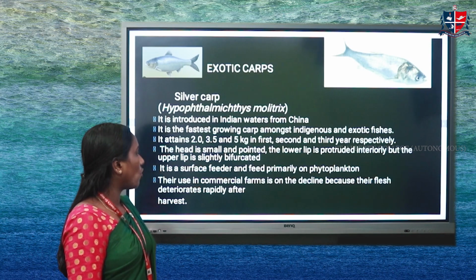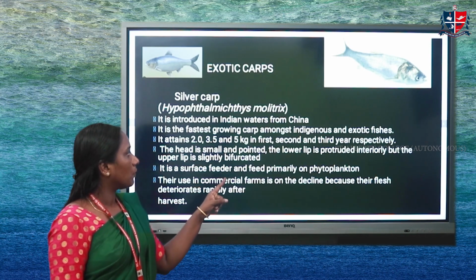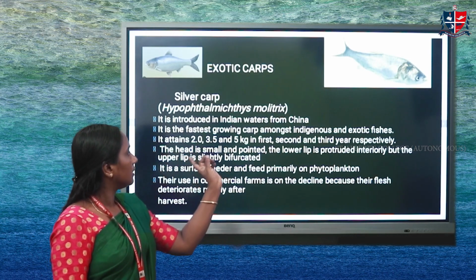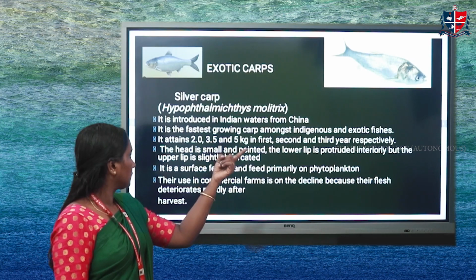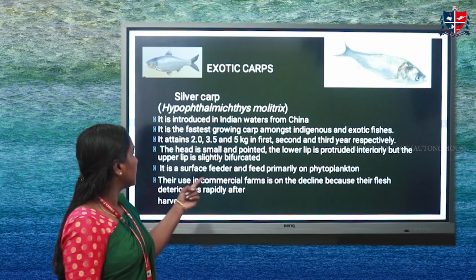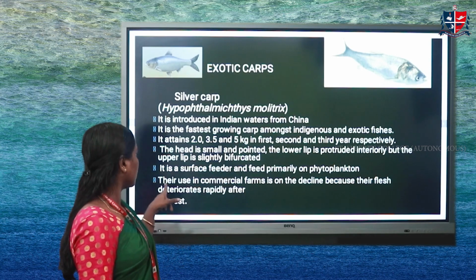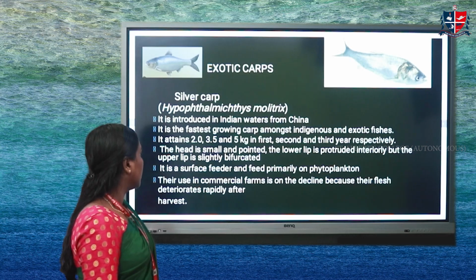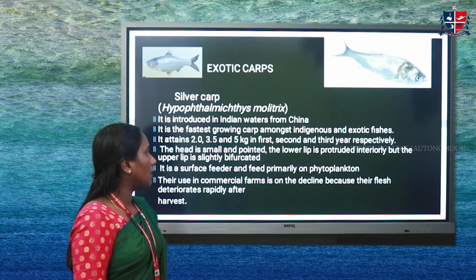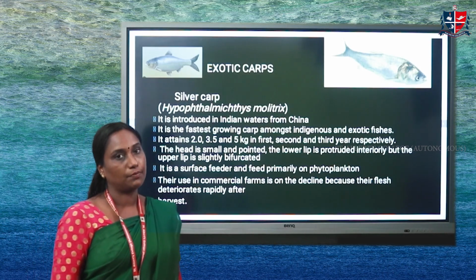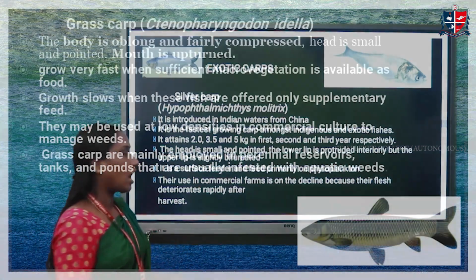The head is small and pointed. The lower lip is protruded, like this picture. Its lower lip is slightly protruded forward, and the upper lip is slightly bifurcated. It is a surface feeder and feeds primarily on phytoplankton. Their use in commercial farming is on the decline because their flesh deteriorates rapidly after harvest.